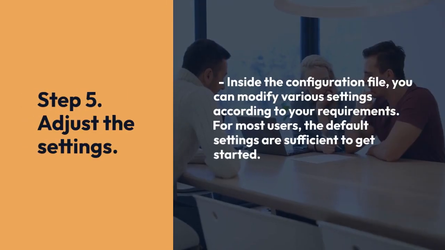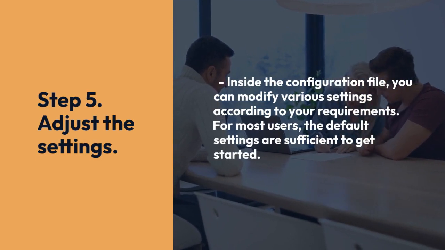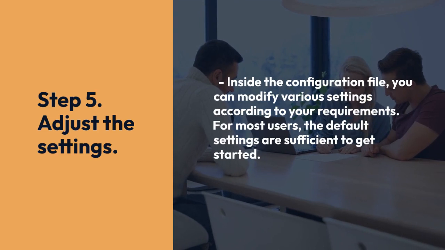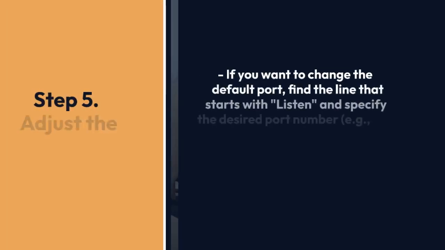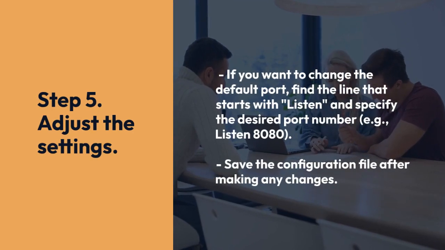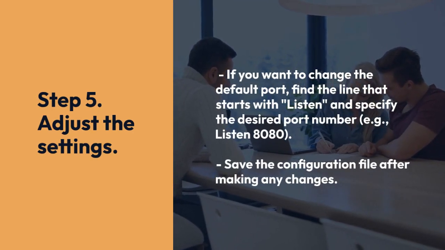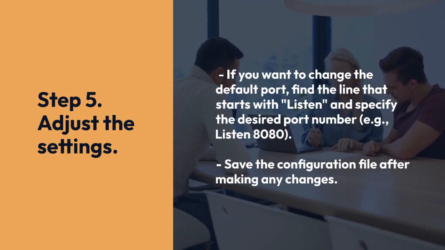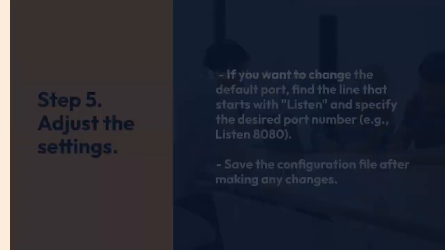Step 5. Adjust the configuration settings. Inside the configuration file, you can modify various settings according to your requirements. For most users, the default settings are sufficient to get started. If you want to change the default port, find the line that starts with Listen and specify the desired port number. For example, Listen 8080. Save the configuration file after making any changes.